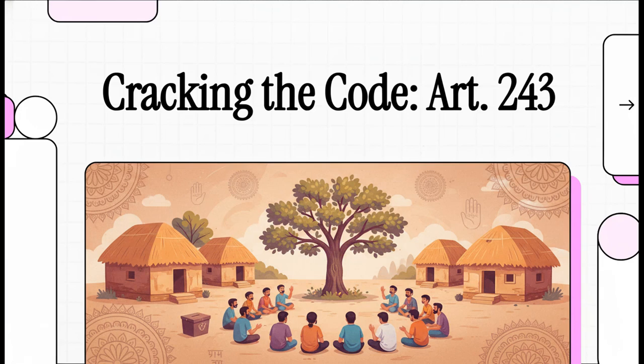Panchayati Raj. It's a concept we hear about all the time, right? The whole idea is to bring democracy right down to the village level. But the heart of it all is Article 243, a part of the Constitution so detailed it runs from the letter A all the way to O. So today, let's crack this code together.